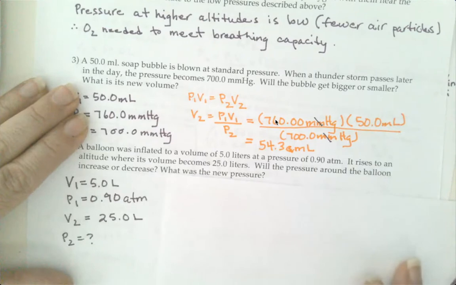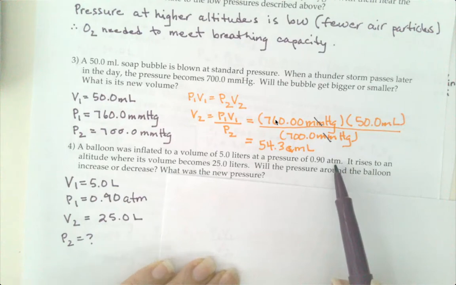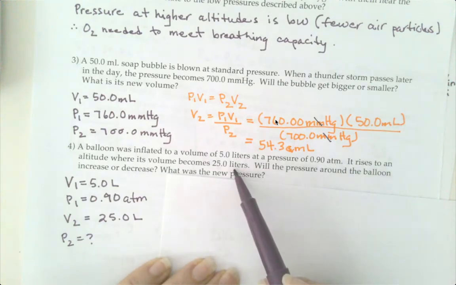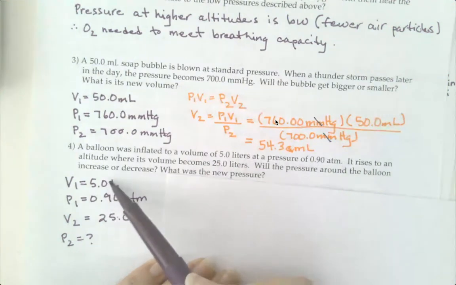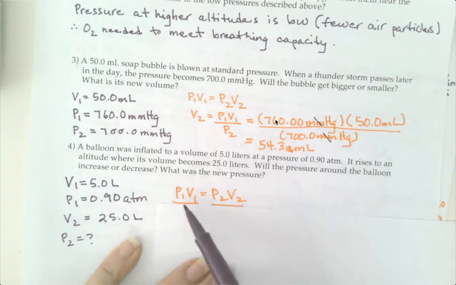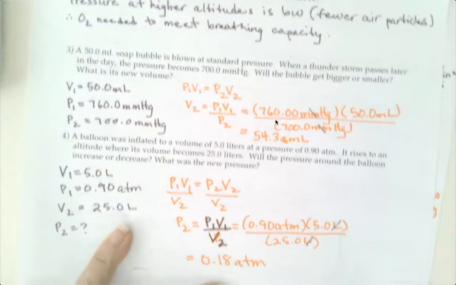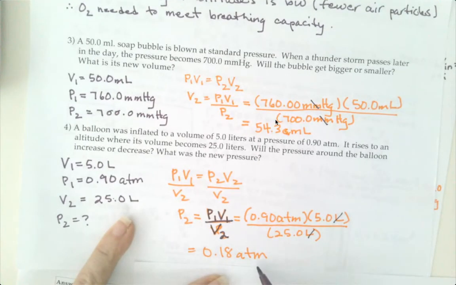So let's take a look at what is given. We're given the initial volume and the initial pressure. The final volume of the balloon goes up to 25. So we know that if volume goes up, then the pressure must go down. So we can expect our final pressure reading to be less than 0.9. Let's take a look when we rearrange the formula. P1V1 equals P2V2. When we rearrange to solve for P2, V2 goes to the other side of the equal sign, opposite operation, so it's being multiplied here. It will be divided on the other side, and we end up with a value of 0.18 atm, atmosphere.